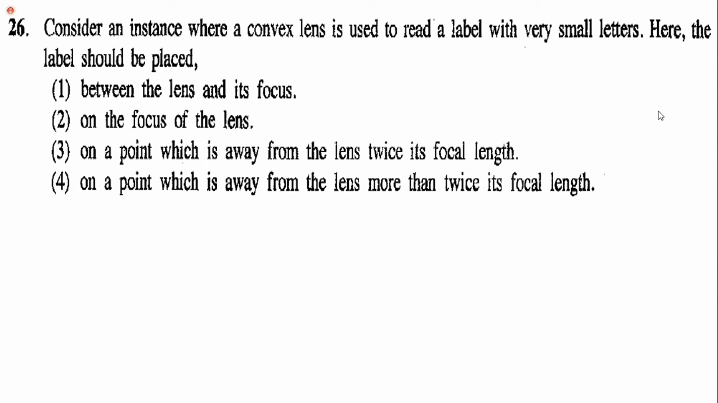Consider an instance where a convex lens is used to read a label with very small letters. Here the label should be placed right. A single convex lens is used to read the letters in a label.